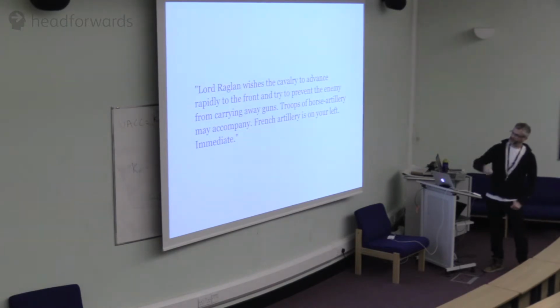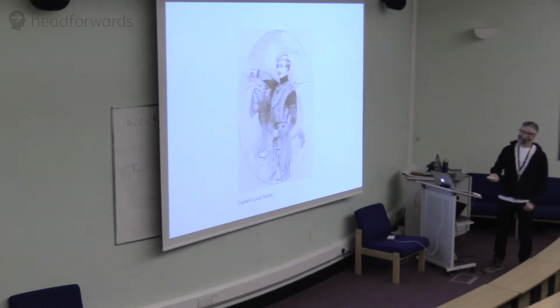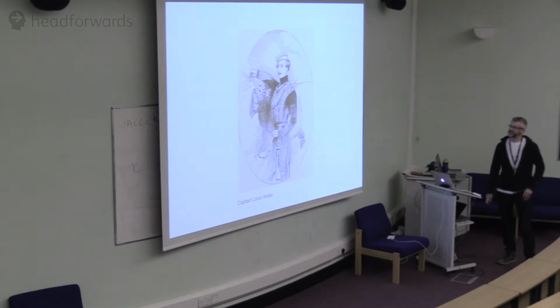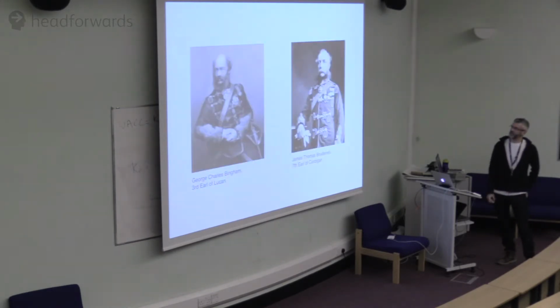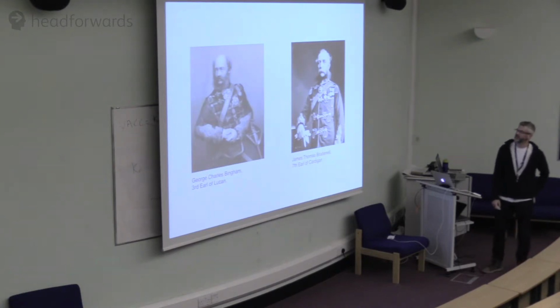This is the instruction. "Lord Raglan wishes the cavalry to advance rapidly to the front and try to prevent the enemy from carrying away guns. Troops of horse artillery may accompany. French artillery is on your left. Immediate." And this was written down by Raglan's assistant. He wasn't the kind of man who wrote his own messages. And they handed it to Captain Nolan, who was the fastest horseman in the British Army, who carried the written message down to the cavalry officers in the valley. As it happens, these two were related, they were brothers-in-law, and they hated each other.